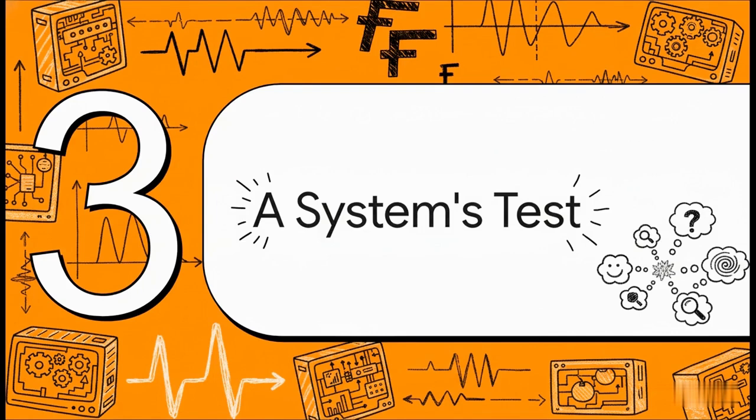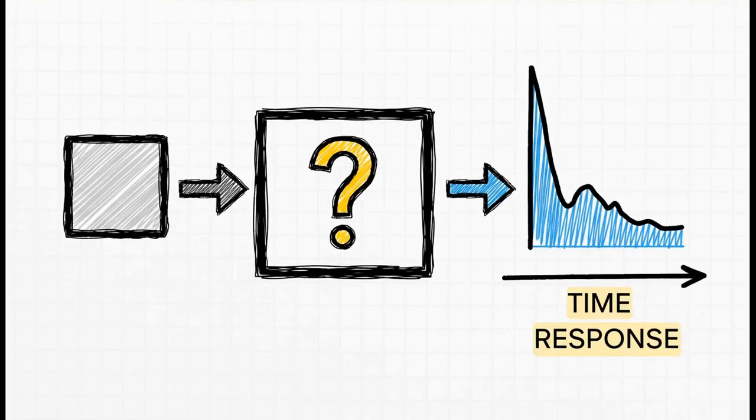Okay, so we have these systems, but every system is different. How can we possibly figure out the unique personality of any given system so we know exactly what it's going to do to our signal? We give it a personality test.